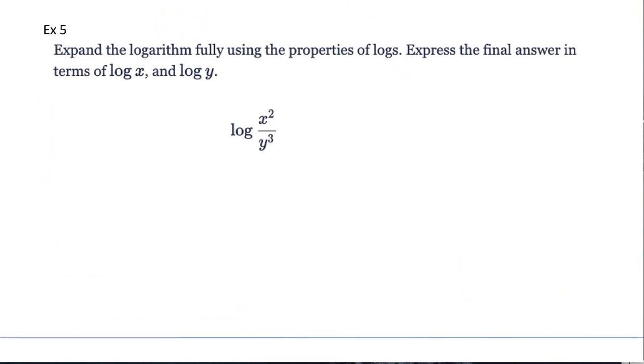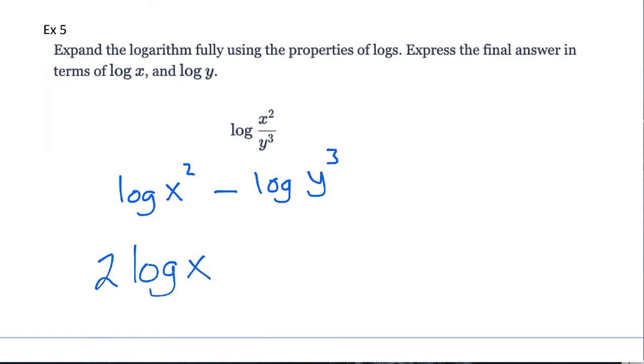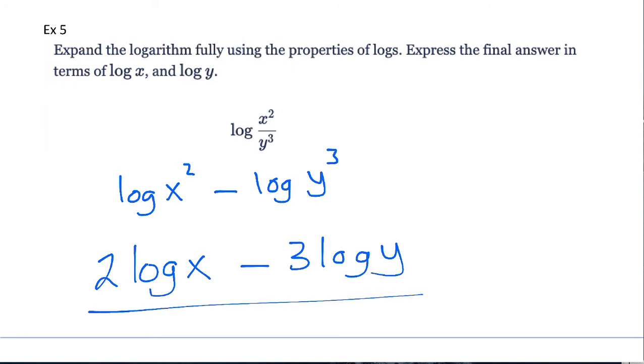Same kind of thing with this one. But if I think about this one, this is really log x squared minus log y cubed. And then I can bring down the 2 in front and the 3 in front using the power rule. So I use the quotient rule, the division rule, and then I use the power rule. And that's what I'm going to put into Delta Math.